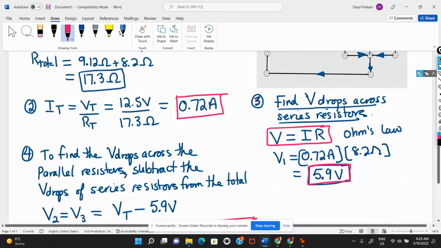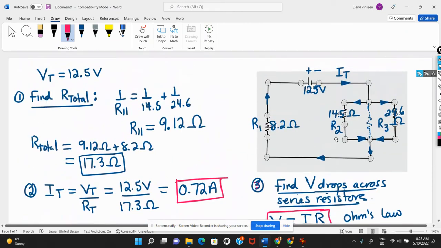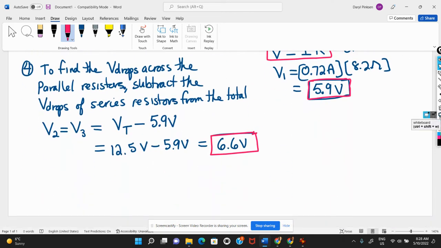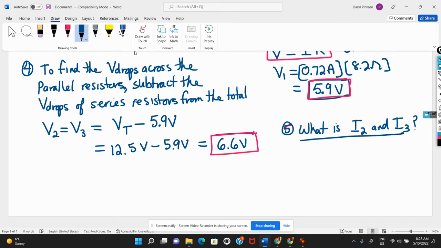Deadly. So the only other thing left to do here now is to find out what is the current in these two parallel branches. So that's my only thing left to do. So number 5, what is the I2 and I3? Because you know that the current is going to split.